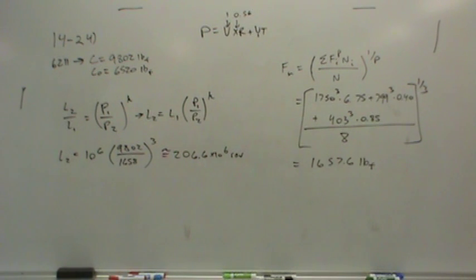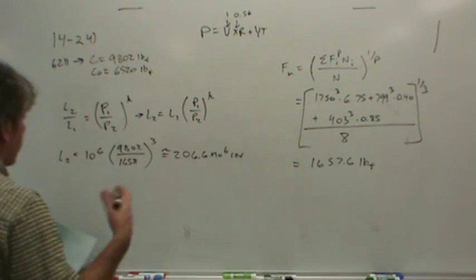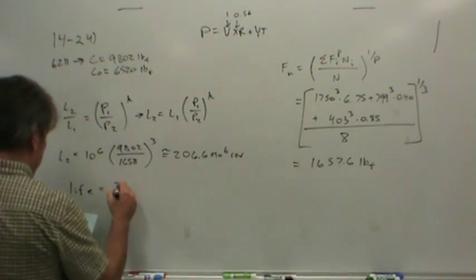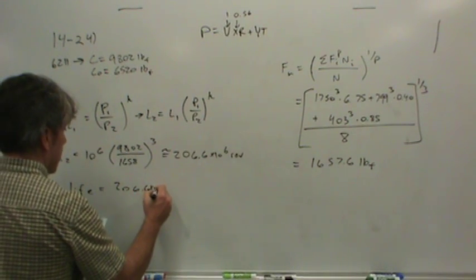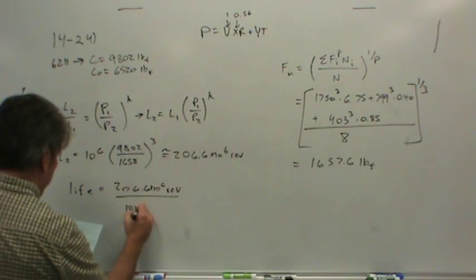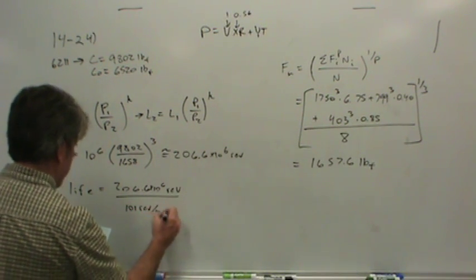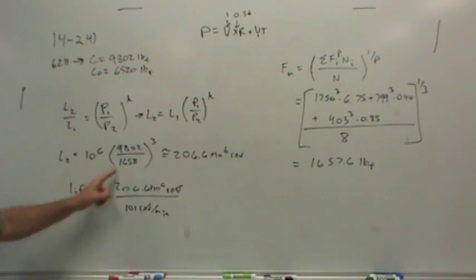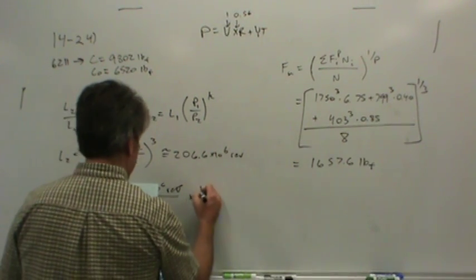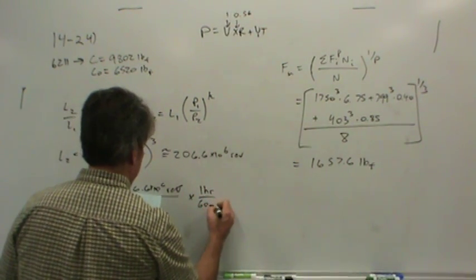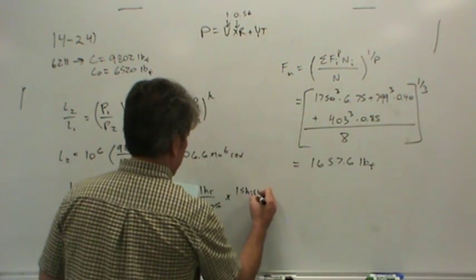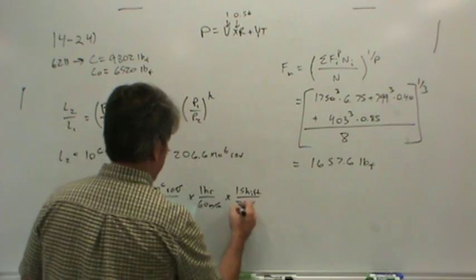Now let's see how long that is in terms of how often we'd have to replace this thing. So then the life would be equal to 206.6 times 10 to the 6th revolutions, but we know that the bearing is run at 101 revolutions per minute. So what does this do for us? Well, it gets rid of the revolutions. It tells us how many minutes the bearing should last. Okay, now we know that there's 1 hour per 60 minutes, takes care of the minutes, and we know that one shift lasts for 8 hours. That takes care of the hours part.